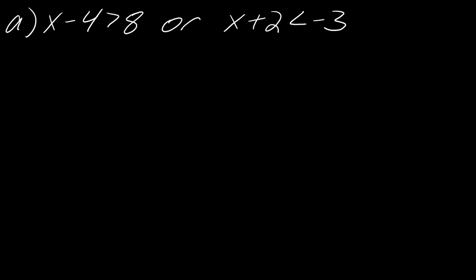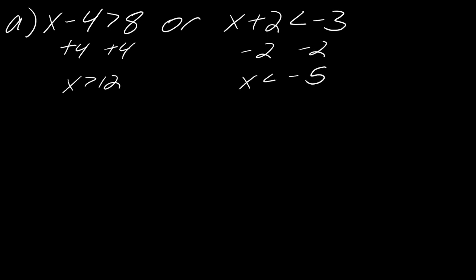So I talked about this in my lesson video. The first thing that you want to do with these is solve for x, and just do whatever you need to do to solve for x. So in this case, I need to first add 4 to each side. So I've got x is greater than 12 for this first one. And then I've got x plus 2 is less than or equal to -3, so I'm just going to subtract off the 3. So this comes out to x is less than -5.